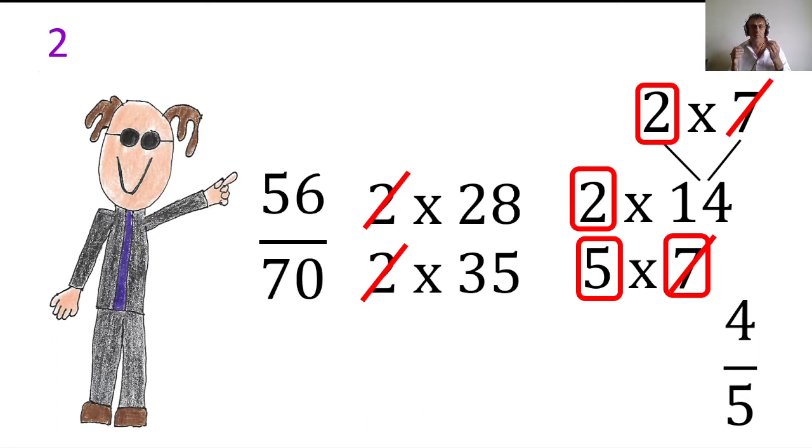Okay, so once we have cancelled all common factors, we have to multiply any numbers that are remaining. So 2 times 2, we've cancelled the 7s. 2 times 2 equals 4. We've got 5 on the bottom, 4/5. So 56 over 70 can be rewritten as 4 over 5.